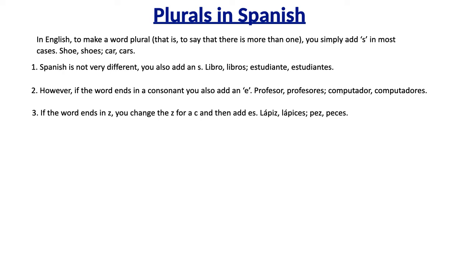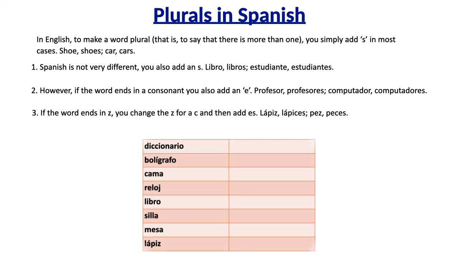In short, if the noun ends in a vowel, to turn it into the plural, you add an S. If the noun ends in a consonant, to turn it into the plural, you add ES. If the noun ends in Z, you turn the Z into a C and then you add ES. And that's it. Those are the rules for the plurals in Spanish.